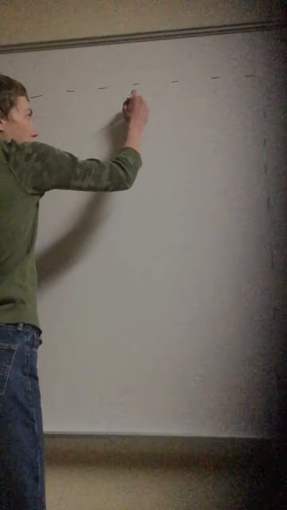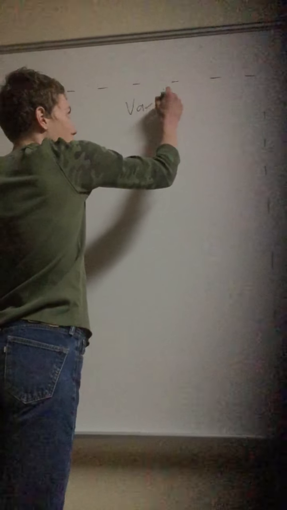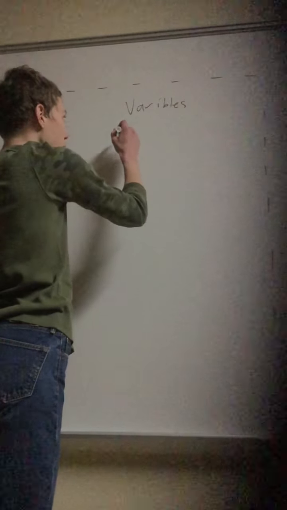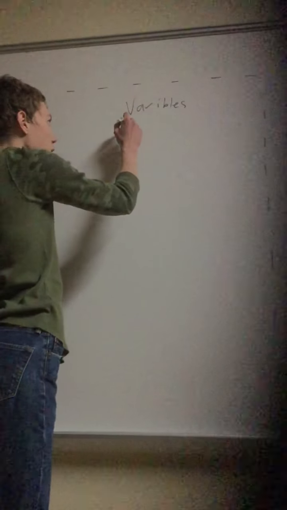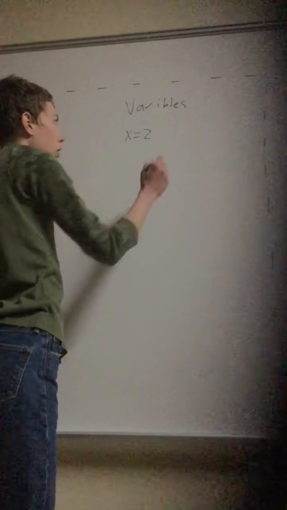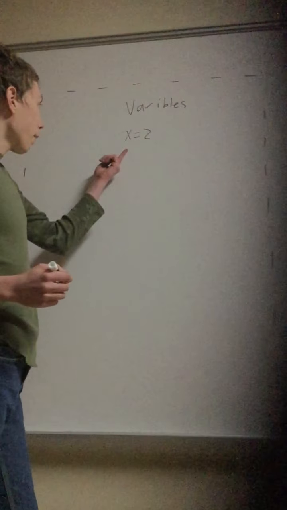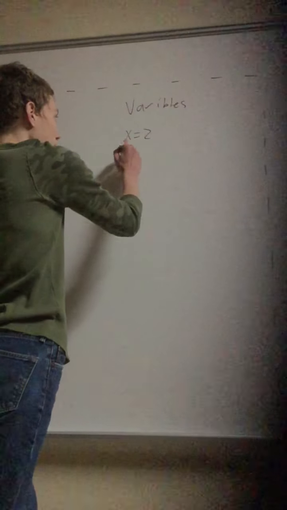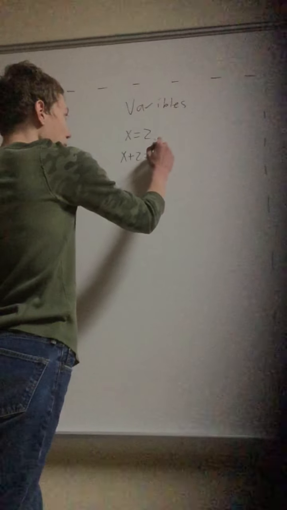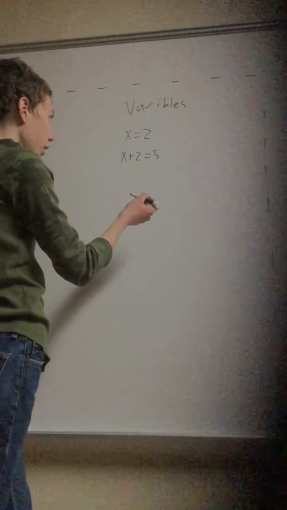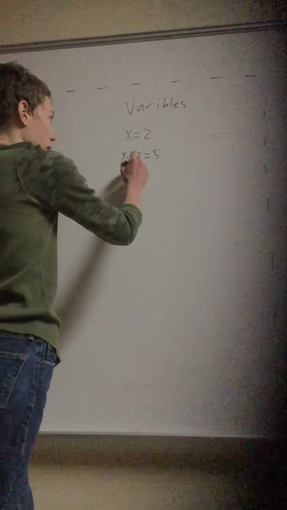The next idea is variables. A variable is basically just a box that can hold a number in it. If you have an equation like x plus 2 equals 5, then you know that you can just find the value of x.